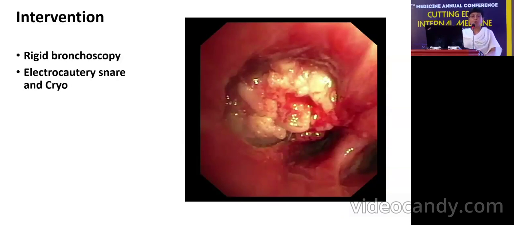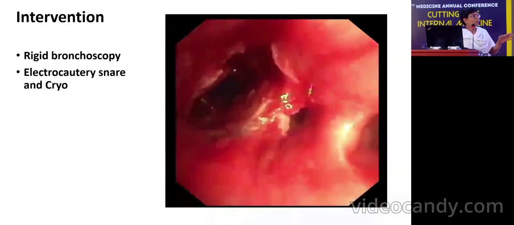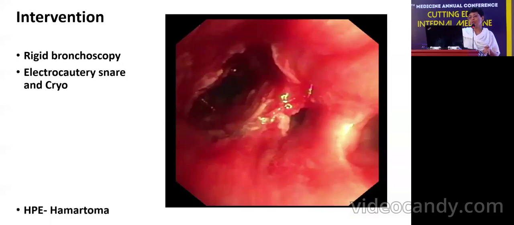We did a rigid bronchoscopy. This was the lesion in the right lower lobe. This was removed completely with multiple modalities, mainly electrocautery snare and cryo, and the histopathology came as hematoma, which is certainly a benign condition.